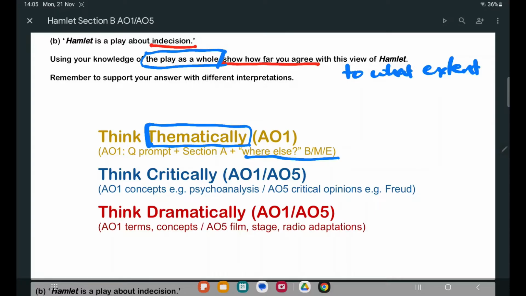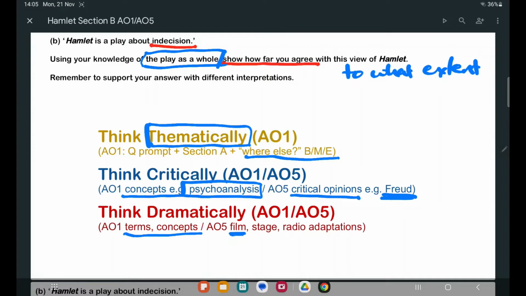We need to think critically, i.e. we need to have our own ideas and those ideas of others, academic critics. So we need to have concepts. Maybe we might be thinking about a psychoanalytic reading of the play, and maybe the critical opinions of Freud there would be useful, or other psychoanalytic critics, for example. So that would be useful. We also need to think dramatically. The play is meant to be performed. We see performance of it, whether on film or on the stage. So we might have terms and concepts linked to dramatic performance for our AO1 and AO5.